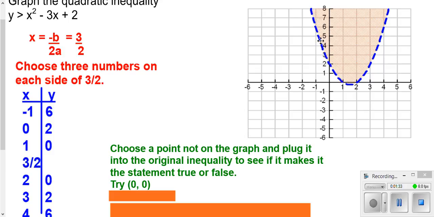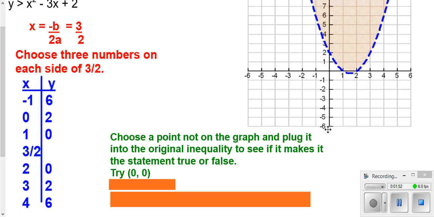Now there's a couple ways we can figure out our shading. In this case, you can see that we're shading above. When y is on one side by itself, your inequality sign you can use to help you figure out where to shade. We want the y values that are greater than that, or the y values that are bigger than our curve. Well, the y values bigger than our curve are above that.